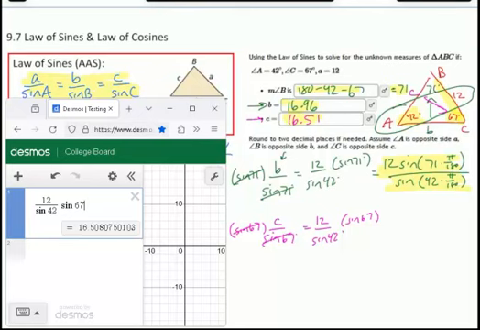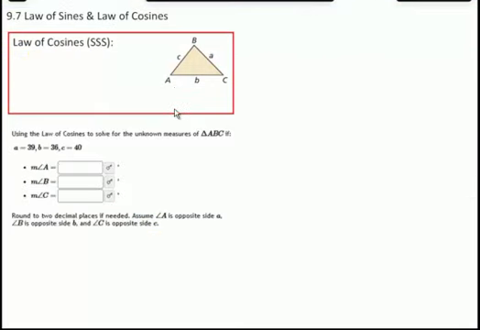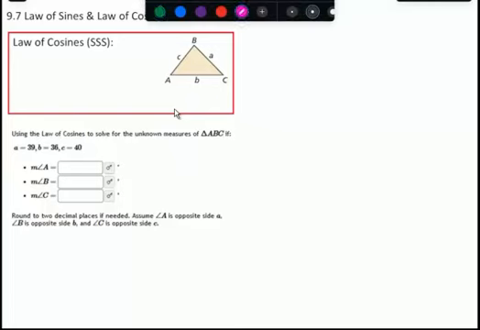Okay. So that is using the law of sines in the patterns of ASA and AAS to find all the remaining pieces of an unknown non-right triangle. The other instance that I want to talk about today is going to be the law of cosines. So again, if you skip 3 slides, you'll come to the one that says law of cosines SSS, or side, side, side.